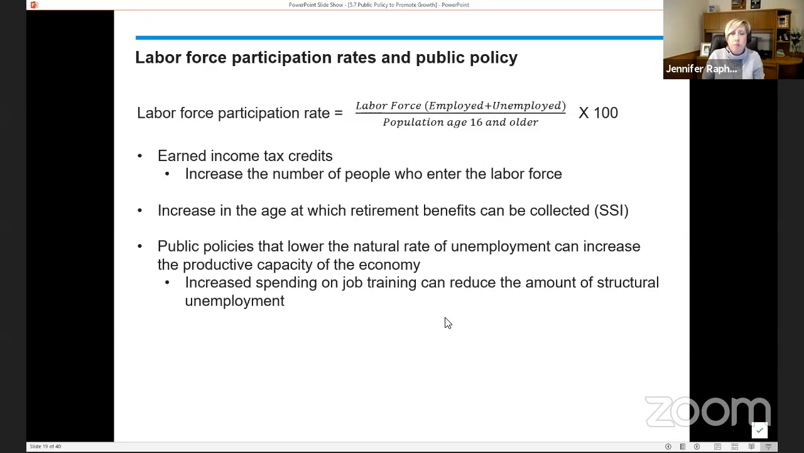They're part of the labor force, but they're unemployed. Sometimes they leave the labor force in order to get job training. Sometimes they leave the labor force because they're discouraged. They're discouraged workers. They stop looking for work. So increased spending on job training that retools workers' skills to make them better matched to the needs of the economy can also increase the labor force participation rate. So those are just some examples of how government policies can influence people's decisions to work or to enter or exit the labor market.